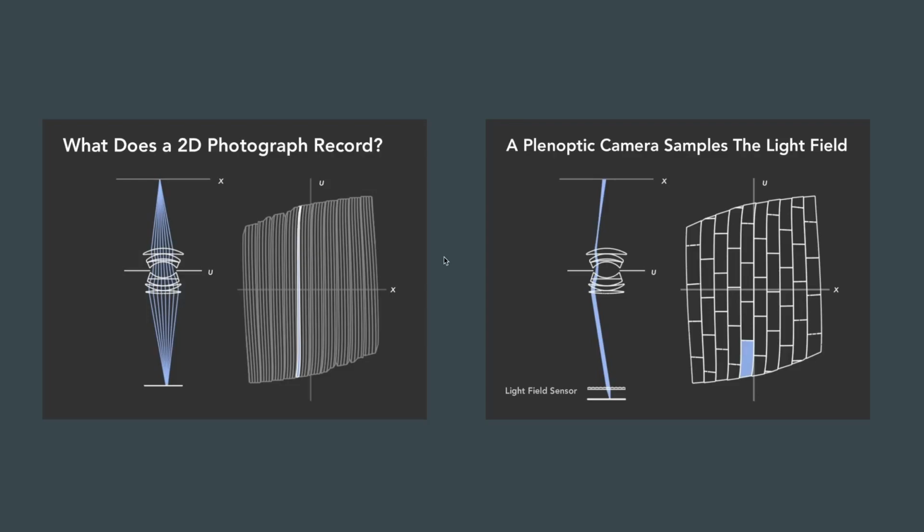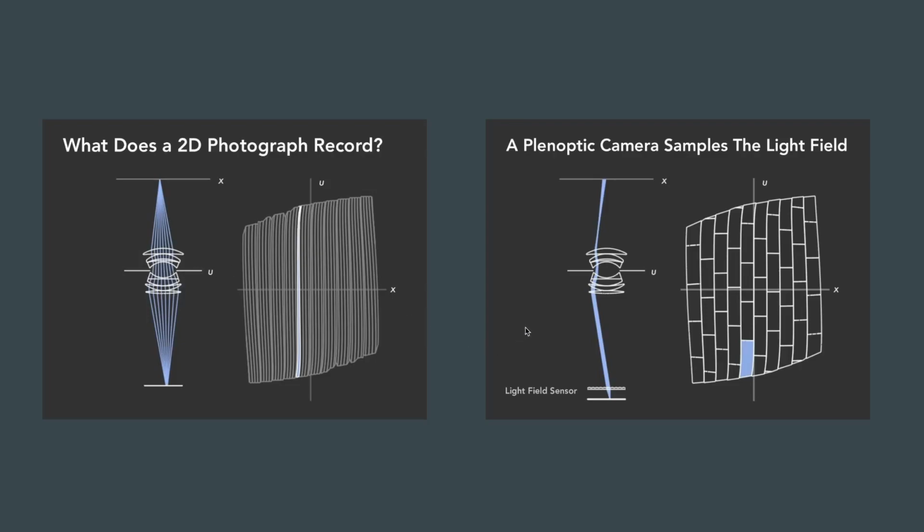So for a normal 2D photograph, we actually don't record this U value at all. We just take some rays that start at some X point on our focal plane, and when the rays bounce through our lens, they all converge at one point on our sensor, and we don't record where these rays hit on our actual lens plane.